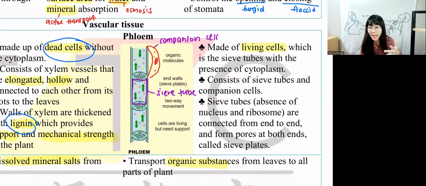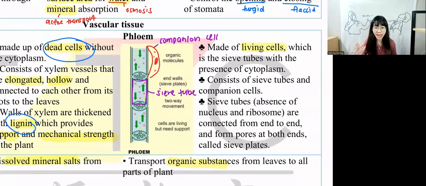Companion means a friend. Okay, it's like you and your friend, okay? When you go out, one has to bring a brain out, right? One, you can be someone that doesn't know how to look at the map, right? So companion cell is the one with brain. Sieve tube is the one without brain. So depending on which one you want to be, a sieve tube or a companion cell. Companion cell is the one with nucleus. So that's why they are living cell, because they have a nucleus and because they have cytoplasm. They have a space to be alive, living cell.